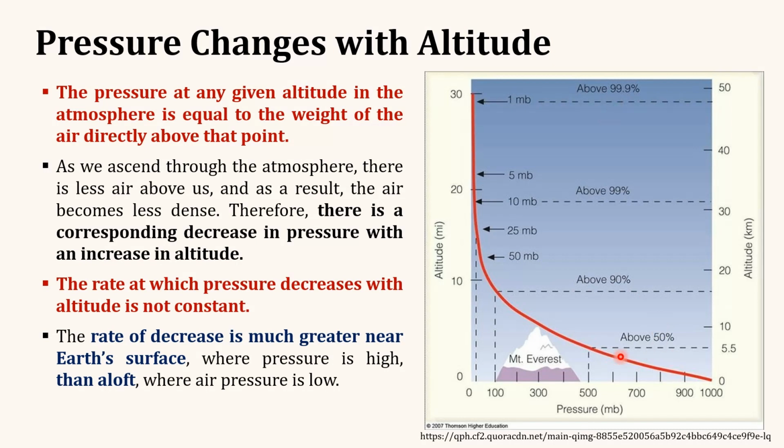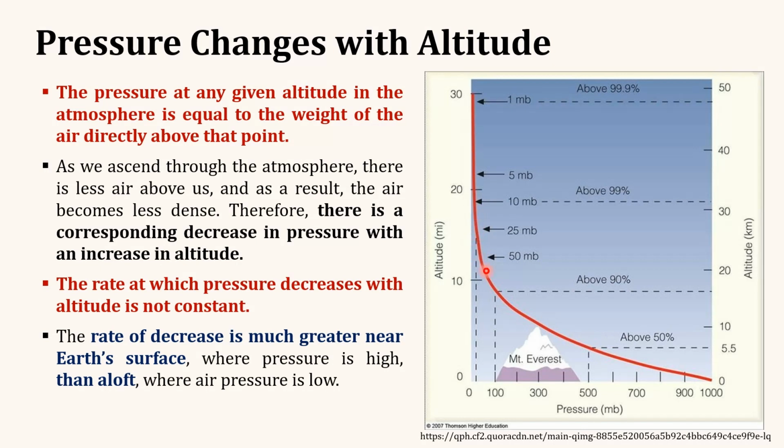As we can see, 50% of the air mass is within 5.5 kilometer. 90% of the air mass is within nearly 16 to 17 kilometer. 99% of the air mass is within 31 to 32 kilometer. This red line represents the value of atmospheric pressure at different altitudes.